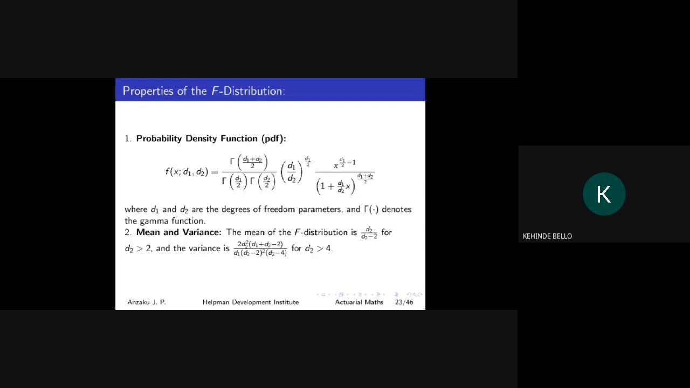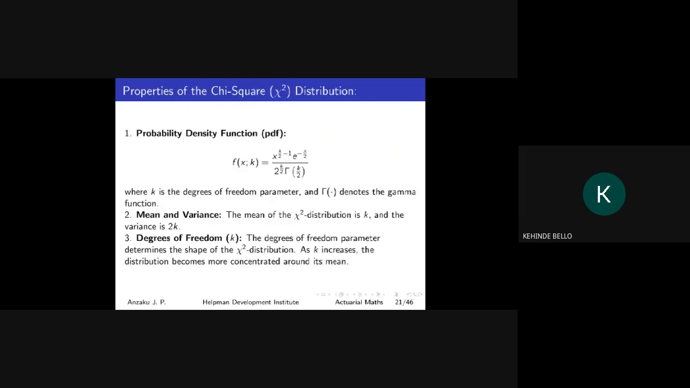Now the F distribution is parameterized by two parameters, D1 and D2, and it looks this ugly as well. We have the gamma function, as we can see. D1 is the first degree of freedom, and D2 is the second degree of freedom. So it's easy for us to differentiate. The F distribution has two parameters, D1 and D2, and they are the degrees of freedom. The chi-square distribution has a parameter k, which represents the degree of freedom.